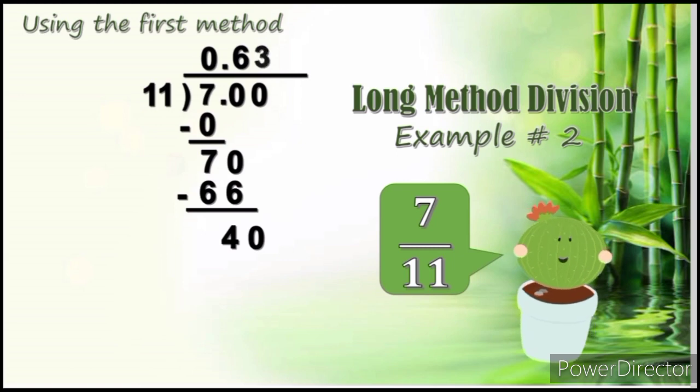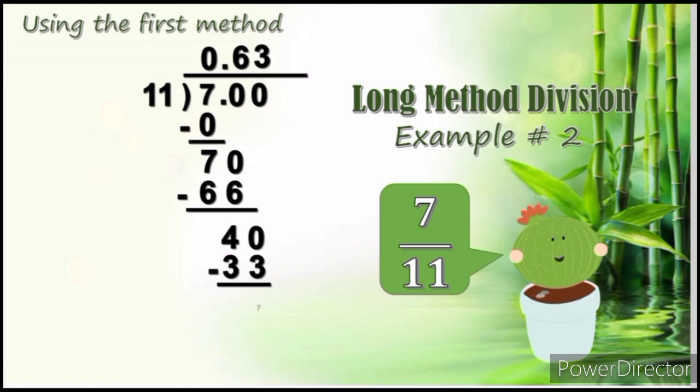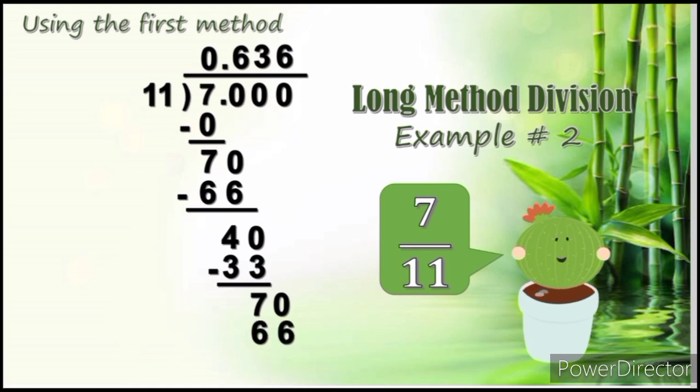Again, we will add 0 and bring it down. 40 divided by 11, we have 3. 3 times 11 is 33. Subtract it from 40, we have 7. Again, we will add 0 and bring it down. 70 divided by 11 is 6. 6 times 11 is 66. Subtract it from 70, we have 4.